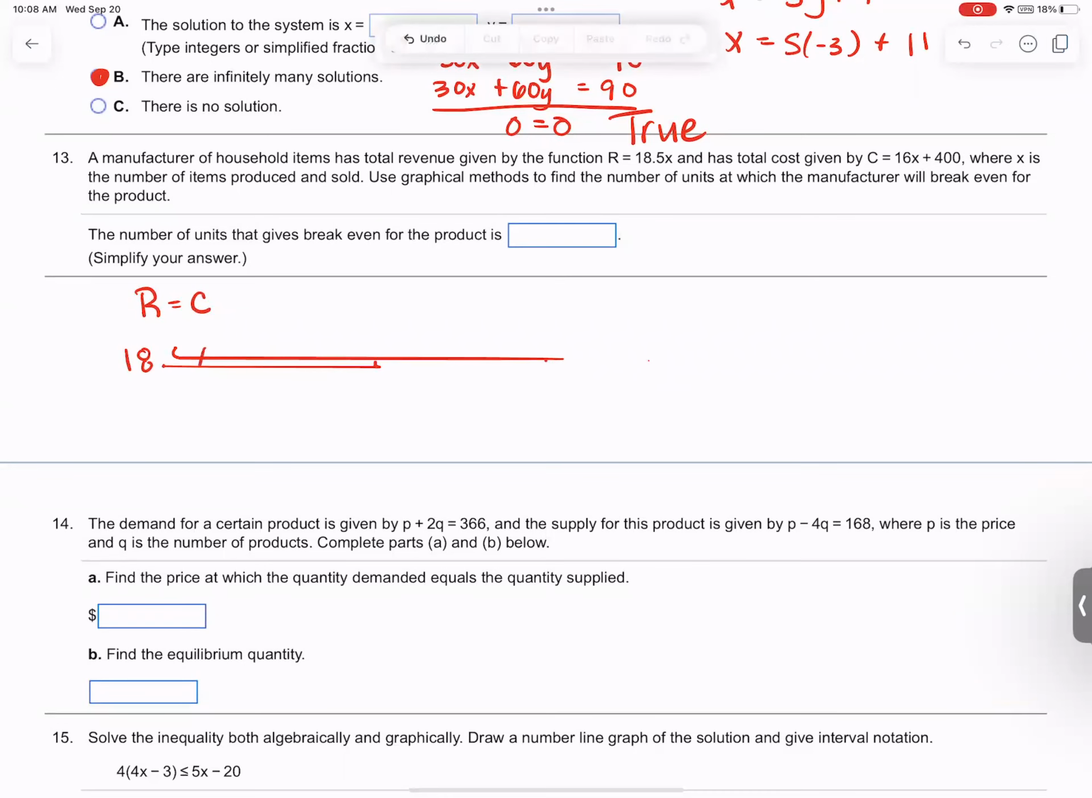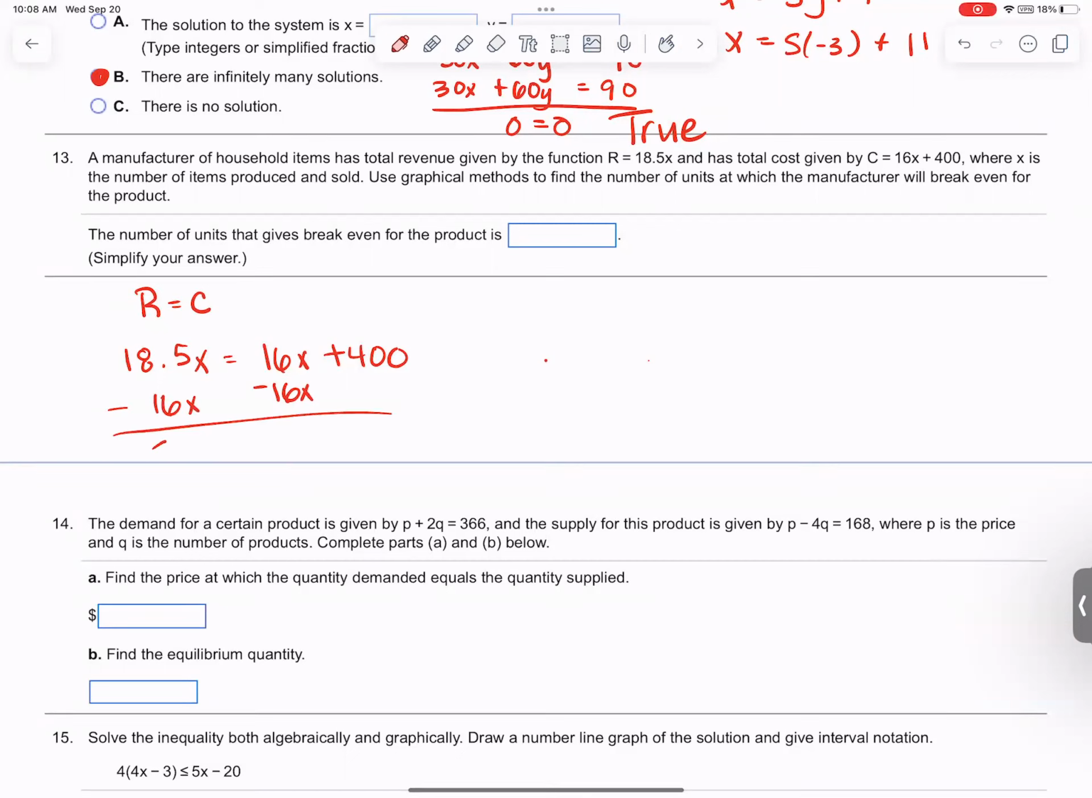And do I care? Stop helping me. The iPad gets static and it starts doing weird things. This is what you would have to solve. And that's really easy to solve. So do I care if you solve it algebraically? No. So what is x? X is 160. I'll go ahead and solve it graphically just because they tell me to.